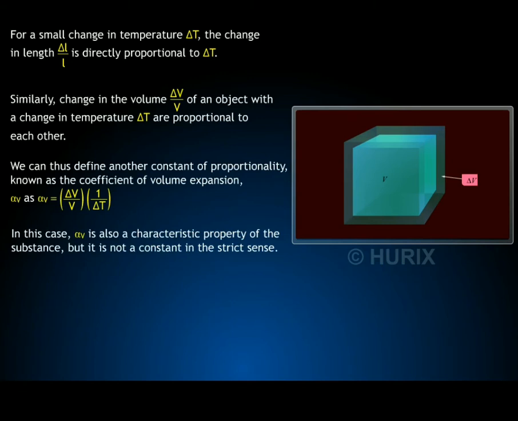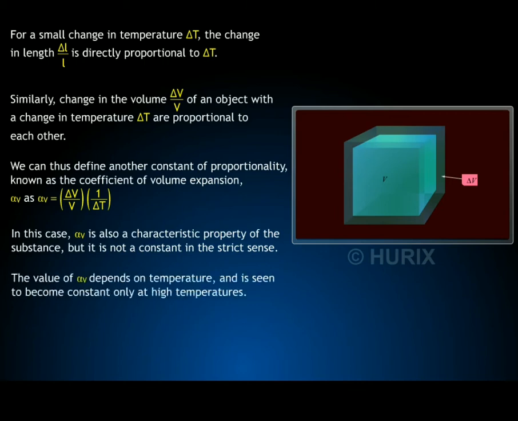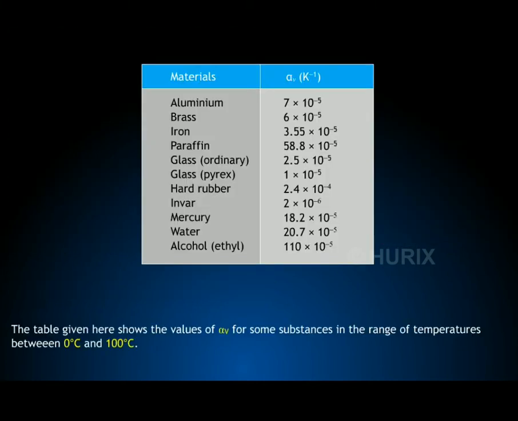In this case, alpha V is also a characteristic property of the substance, but it is not a constant in the strict sense. The value of alpha V depends on temperature and is seen to become constant only at high temperatures. The table given here shows the value of alpha V for some substances in the range of temperatures between 0 degrees C and 100 degrees C.